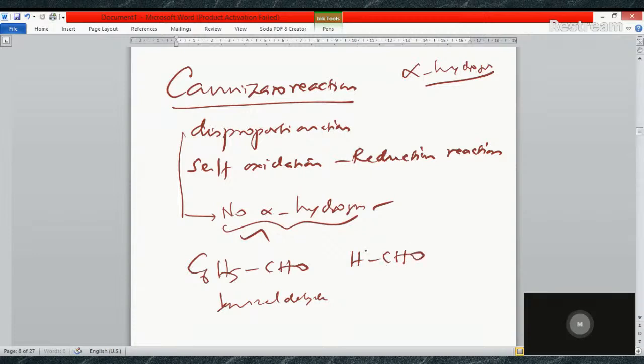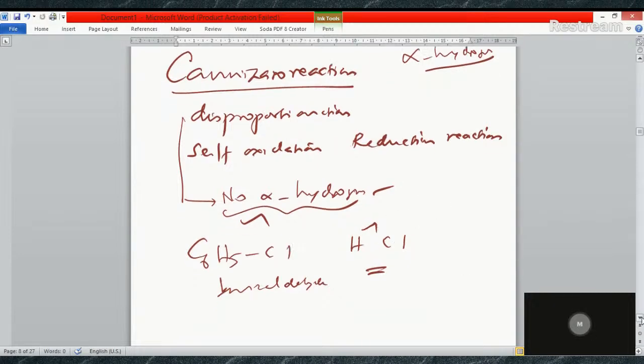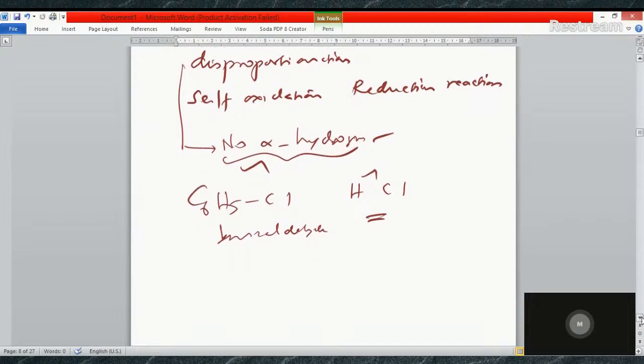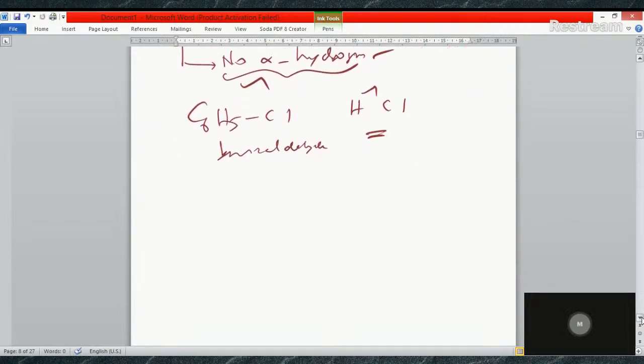Formaldehyde does not contain alpha hydrogen, so it can undergo this reaction. So all your aldehydes, either aliphatic or aromatic, when there is no alpha hydrogen, can undergo this self-oxidation reduction reaction, also known as Cannizzaro reaction. Yes, first I am writing the Cannizzaro reaction, and we can have an explanation for that. It's a Cannizzaro reaction.